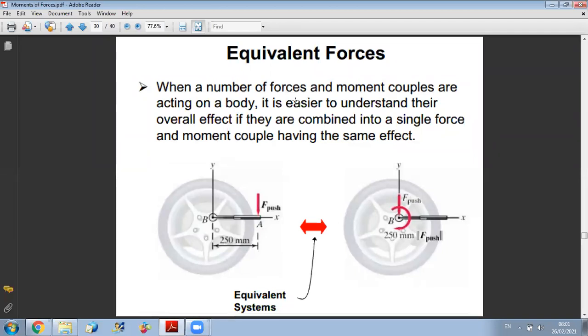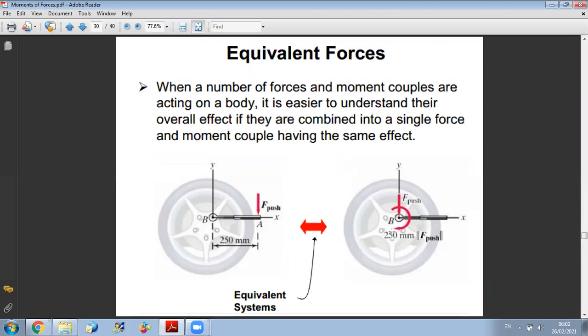Okay? If I have a body subjected to several forces and several moments, I can reduce this system of forces and moments at one point. Then I should represent the total system by one force and one couple. Now, when I say I have equivalent systems, this means they have the same resultant force overall, and they produce the same moment about any point.